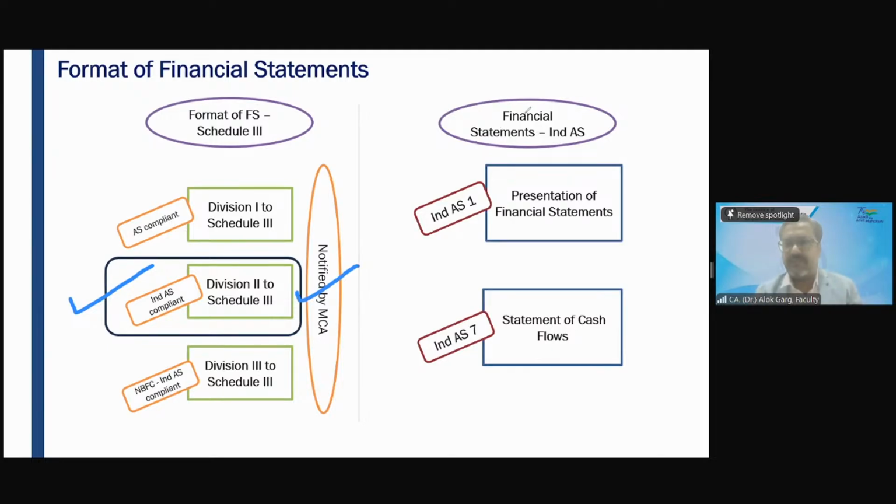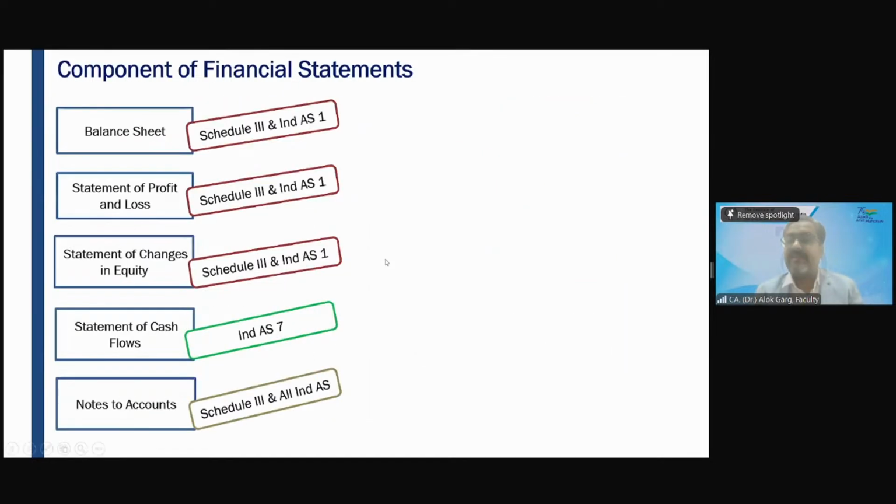Talking about the financial statement, Ind AS 1 talks about presentation of financial statement and Ind AS 7 talks about statement of cash flows. These two standards are relevant for the components of the financial statement, okay? So friends, then we discussed there are 5 components of the financial statement. Balance sheet. And balance sheet format is given under Schedule 3 and the guidance is also given under Ind AS 1. Ind AS does not provide format. It provides the presentation related guidance. Okay. Statement of profit and loss. Schedule 3 provides the format and Ind AS 1 also provides the guidance relating to the presentation.